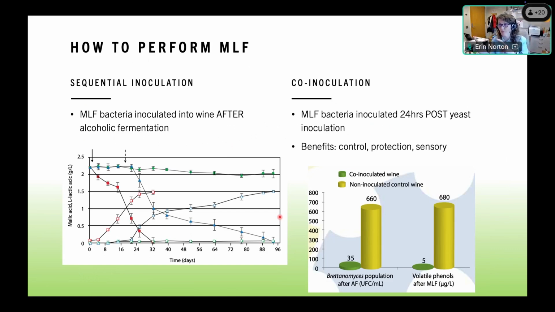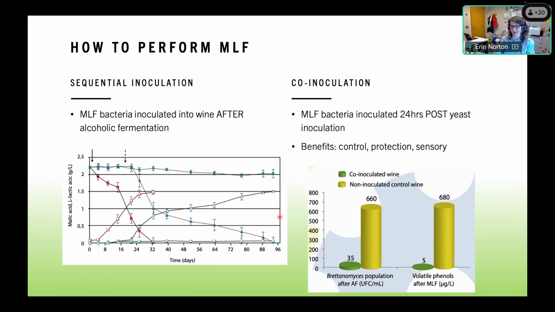The other option, which has become much more popular in the last 5 years or so, is co-inoculation. This is where you add your malolactic fermentation bacteria 24 hours post inoculation with your yeast. So you crush your grapes, you add your yeast maybe that day. If you're making red wine, I inoculate that day. You might do a cold soak or something like that, and that's totally fine. But you add your yeast, and 24 hours later, you add in your malolactic bacteria.